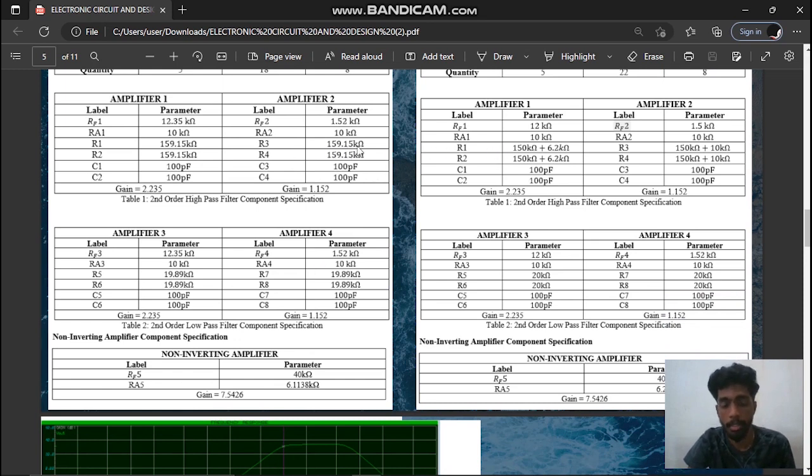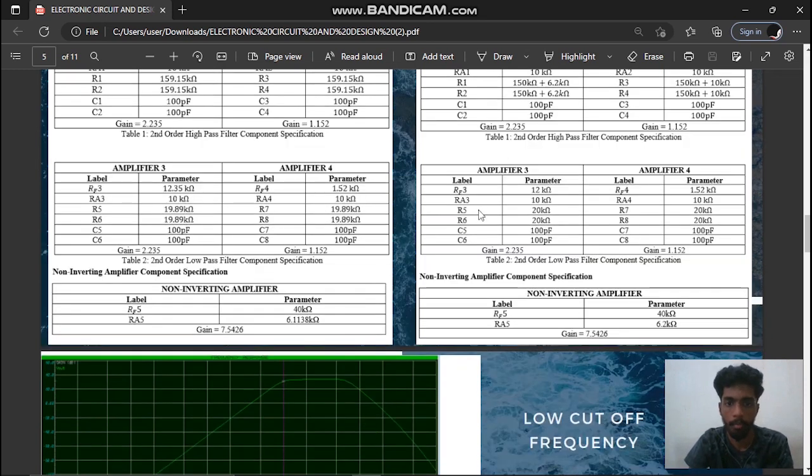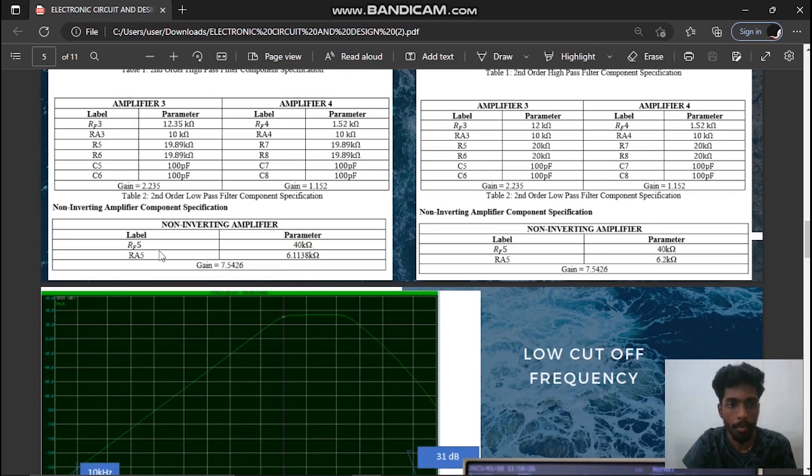So instead of obtaining the actual value, we used the nearest value of resistor, and the same for R5 and R6 and also R7 and R8. Instead of 19.89 k ohm, we used 20 kilo ohm. And for the non-inverting amplifier circuit, we used 6.2 k ohm instead of 6.1138 k ohm.